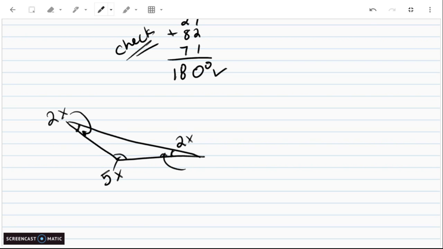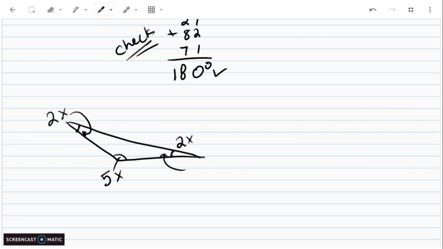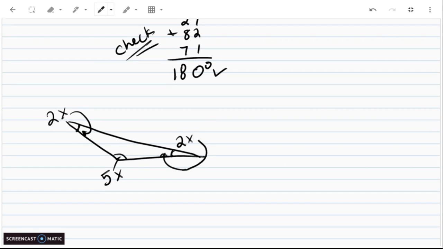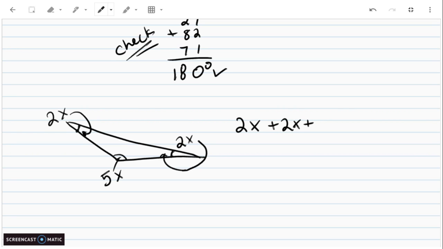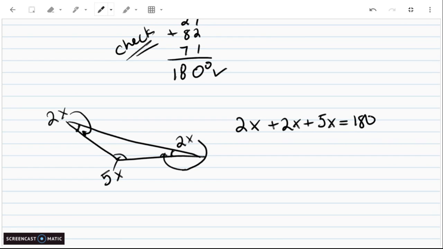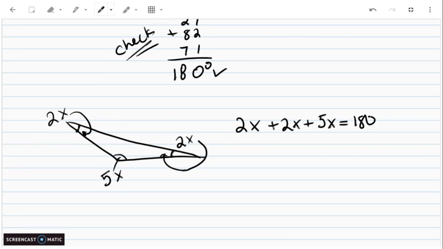And so this is what we did in our warm-up today a little bit. We did, okay, well, I have 2x plus 2x plus 5x equals 180 because it's a triangle. And so now I need to know what is x. So this question is: solve for x and then solve for each angle.